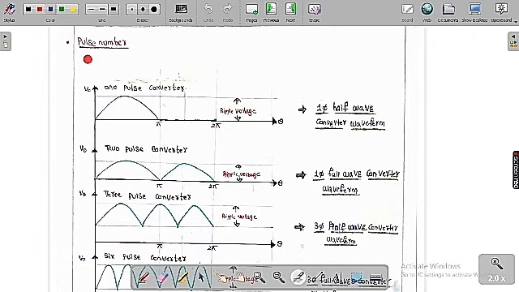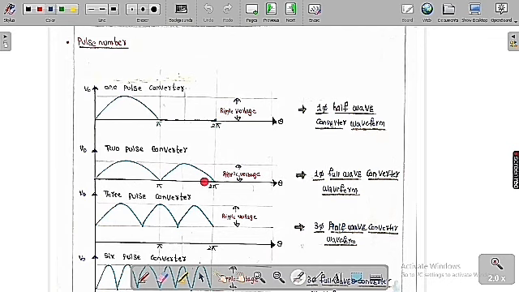Now we are going to study the pulse number. Suppose the output signal has only one pulse. From 0 to pi there is some wave, but after that there is a 0. This is called a one pulse, meaning the output has only one pulse. The peak to peak value is called the ripple voltage. This is the one pulse converter, or simply we can say it is the output of a single phase half wave converter waveform.